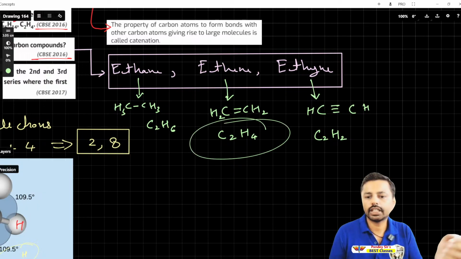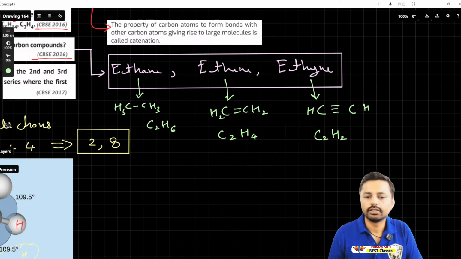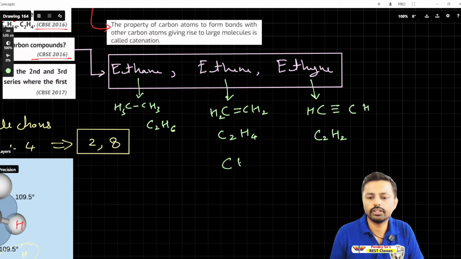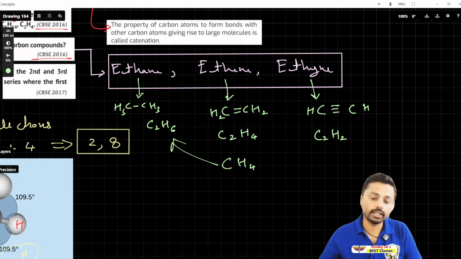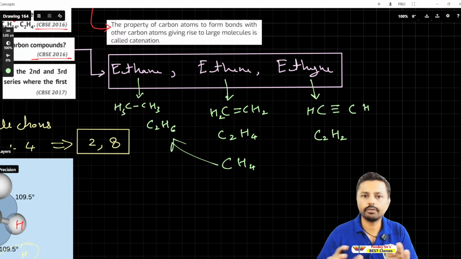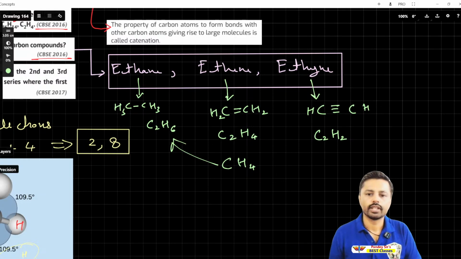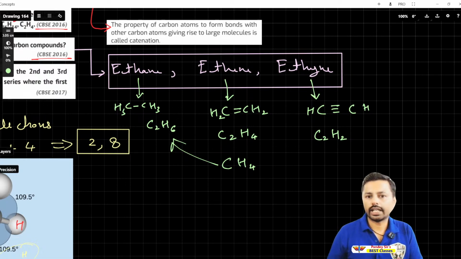Because you can't have methene and methine. There is no other carbon, so no double bond. Carbon cannot have a double bond with itself here. So it can have only CH4, the single carbon one. So it can only be methane, which means alkane. It can be only alkane. Okay, now you got the idea of that.